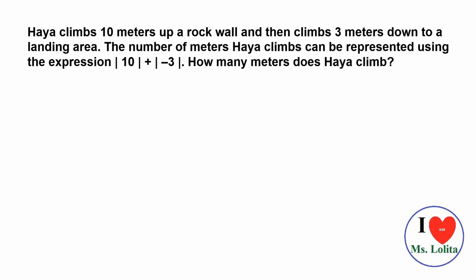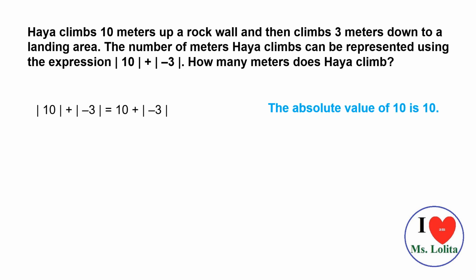Let us work on a situation so that you can understand the lesson well. Haya climbs 10 meters up a rock wall and then climbs 3 meters down to a landing area. The number of meters Haya climbs can be represented using the expression the absolute value of 10 plus the absolute value of negative 3. How many meters does Haya climb?